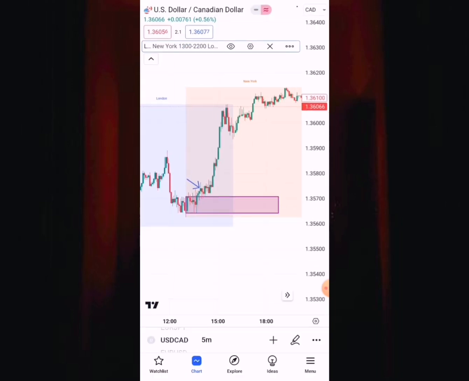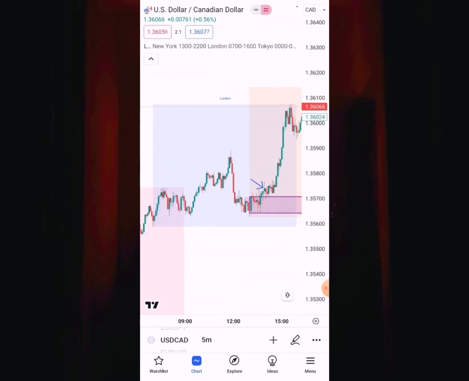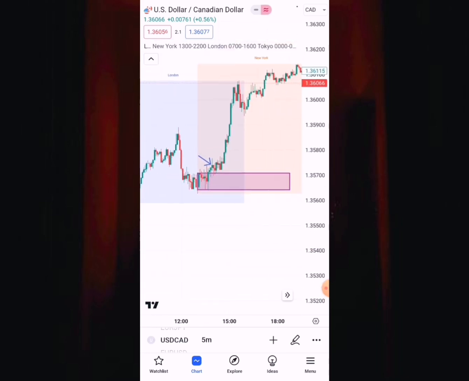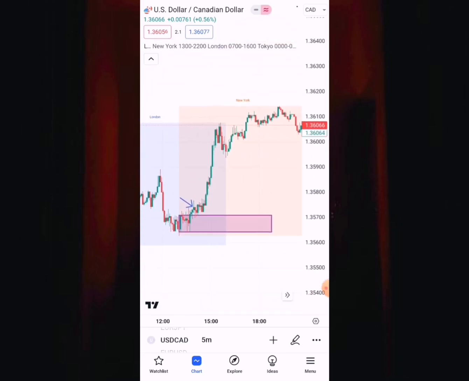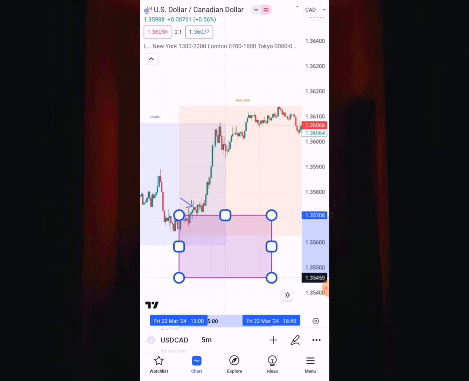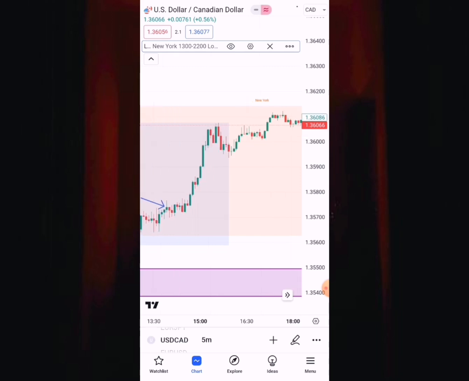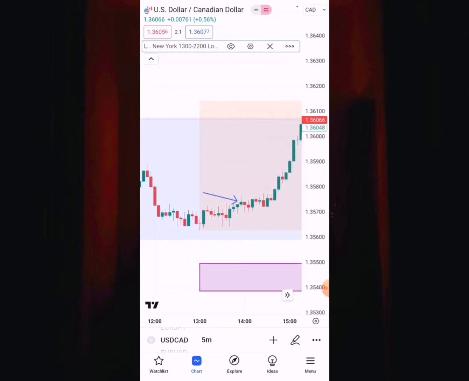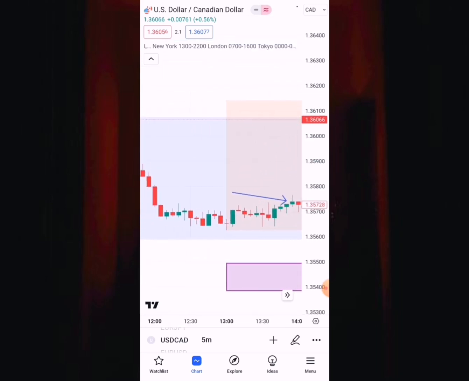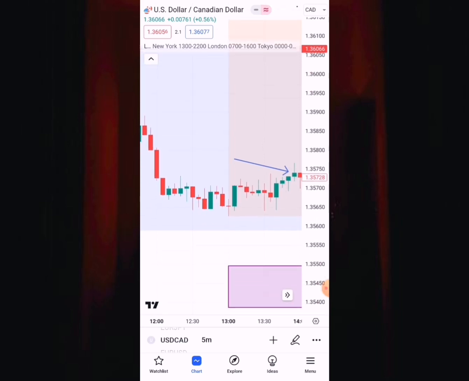This is what I am talking about. What I actually want to show you today is that sometimes, even though it's very rare, the first candle of the New York session is an indecision candle. You see that this was Friday.